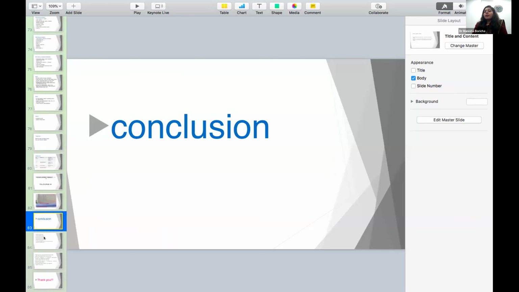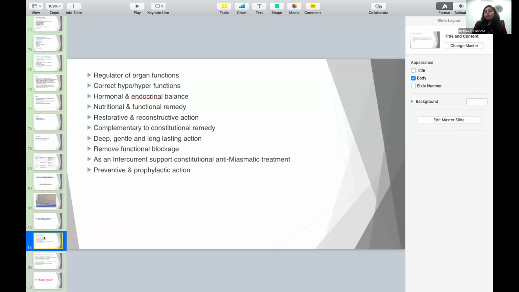Conclusion. Sarcodes are regulators of organ functions, correcting hypo or hyper functions, with hormonal and endocrinal balance, nutritional and functional remedy. They have restorative and reconstructive actions, complementary to the constitutional remedy, deep, gentle and long-lasting. They remove functional blockages. As an intercurrent, they support the constitutional anti-miasmatic treatment, with preventive and prophylactic actions.